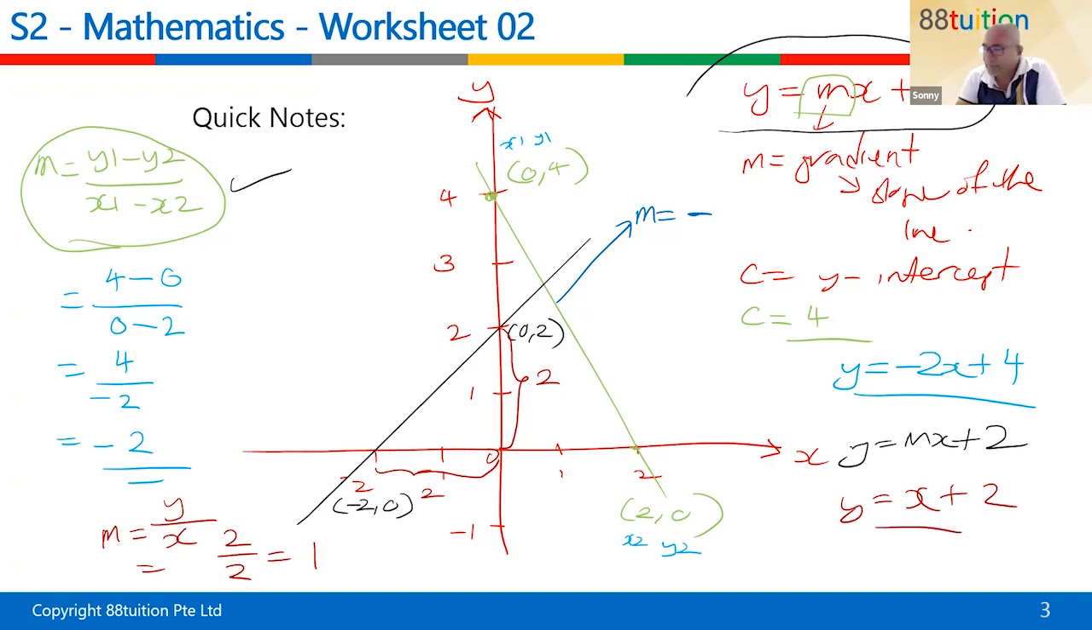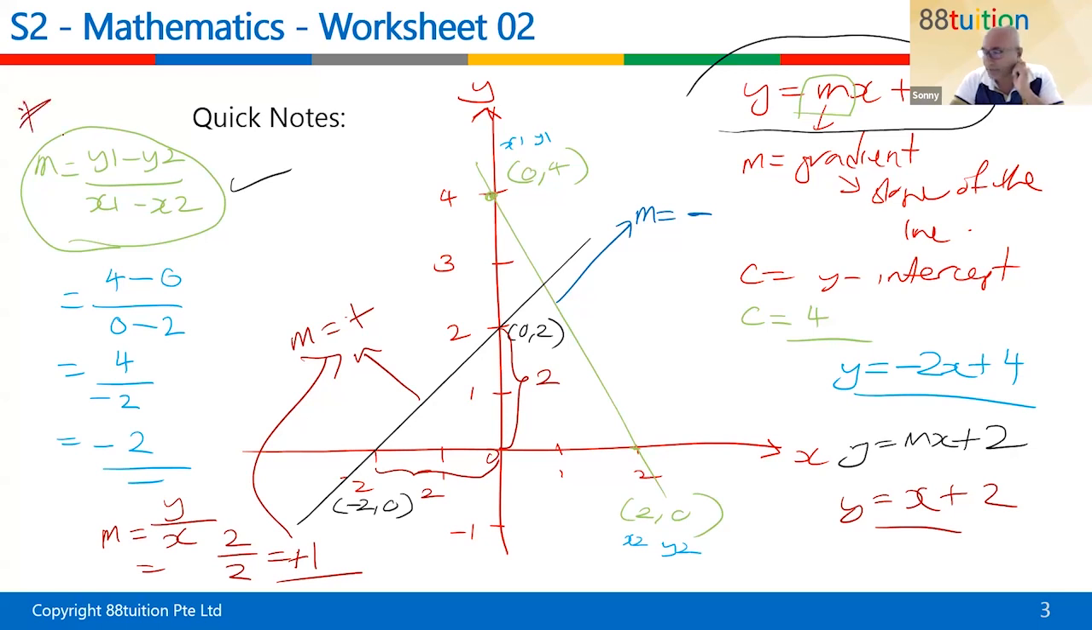All right, but for you to remember, this line is sloping upwards from left to right. So if it's moving from left to right, your gradient will always be positive, plus, all right? So that's why I got 1 here. You see, it's plus 1, right? So these are things you need to remember. If you do remember, you should be able to do most of the questions.